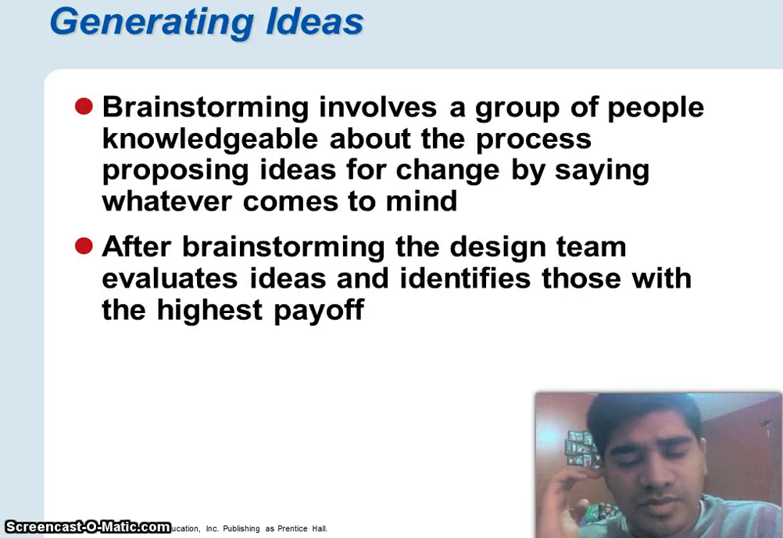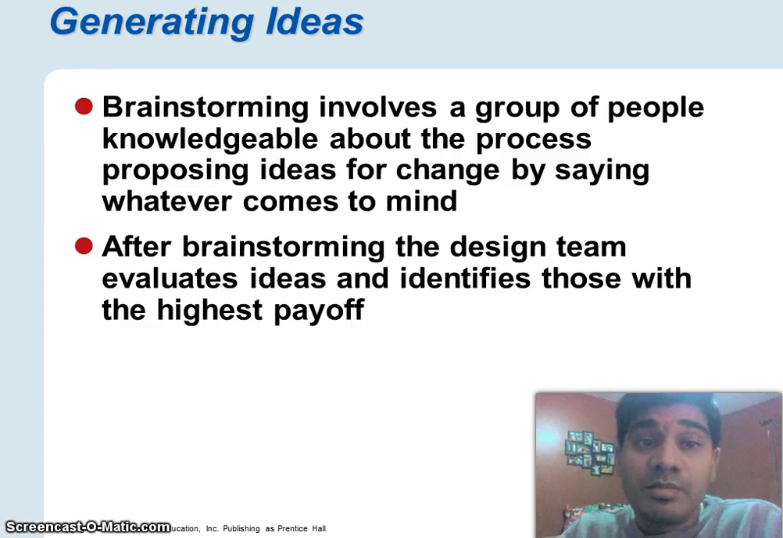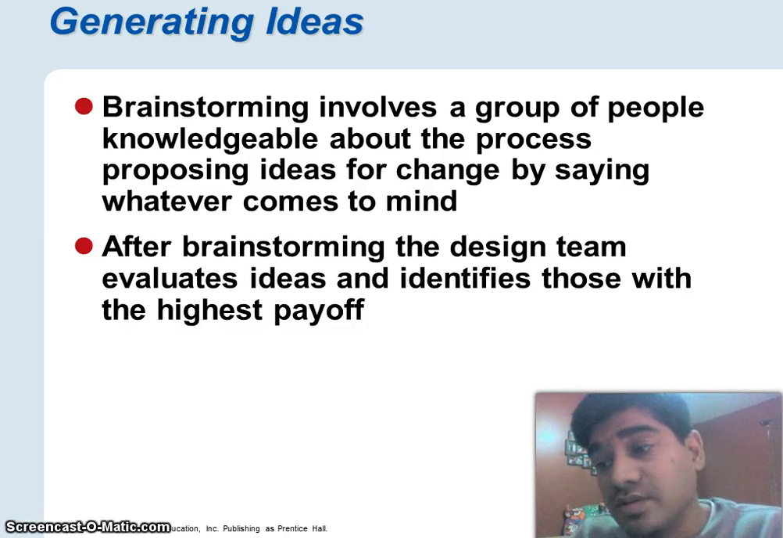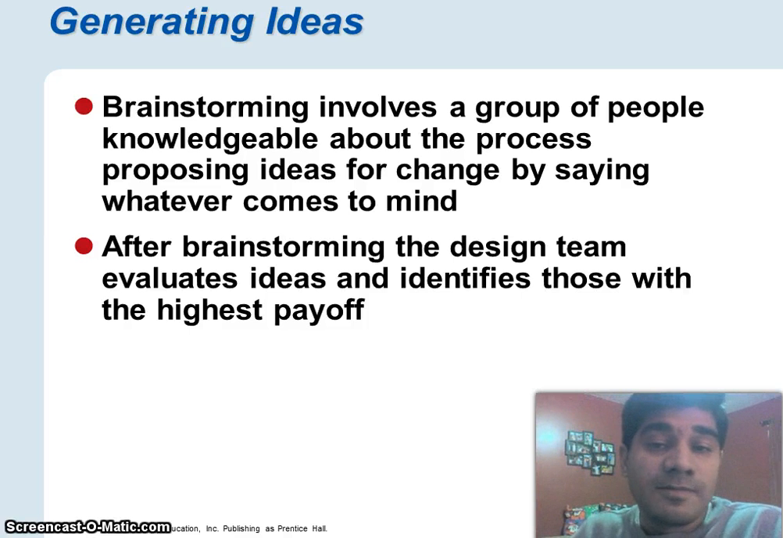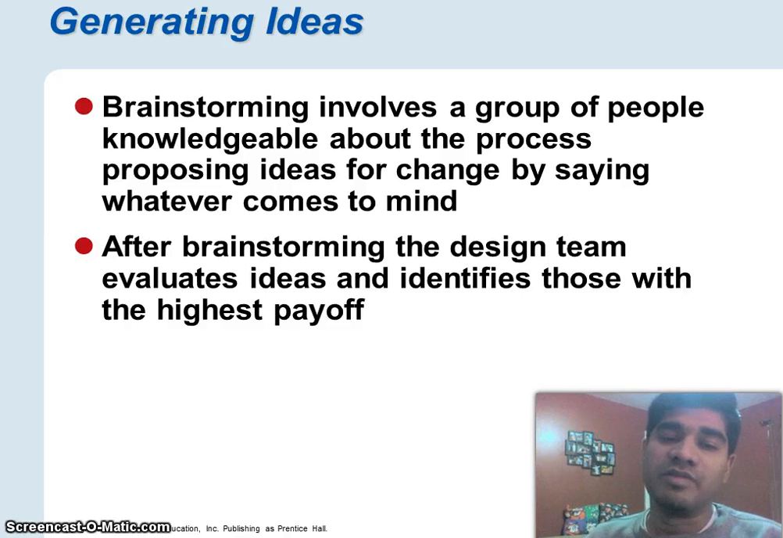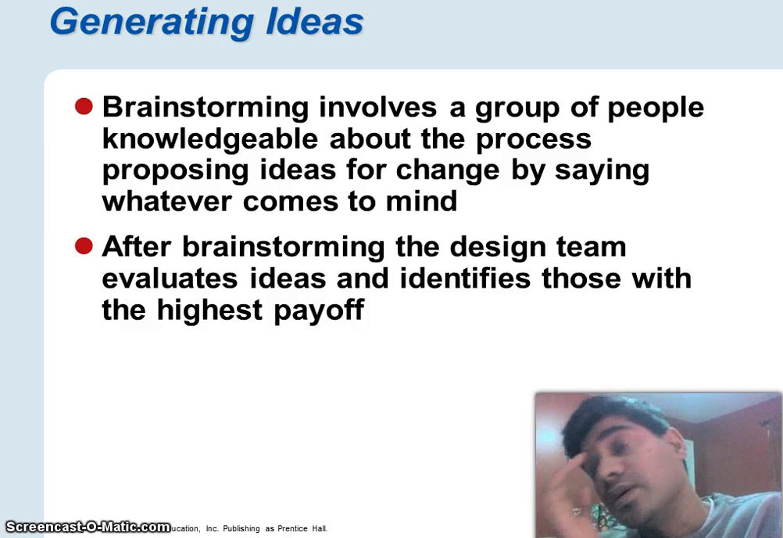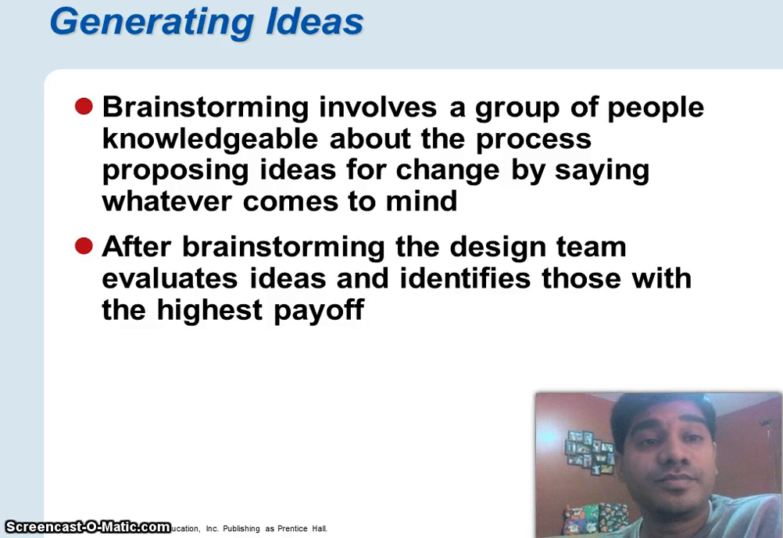The next piece to generating ideas is known as brainstorming. Brainstorming is a process which involves a group of people that come together that are knowledgeable about the process, they know what is going on, and they propose ideas to make it better. They're saying, well, let's try this. How about doing this? So after brainstorming, the design team evaluates ideas and identifies those with the highest payoff. Remember how we had talked about payoffs? Which decision would give you the best payoff? And that's what a team does after they're done evaluating with brainstorming.